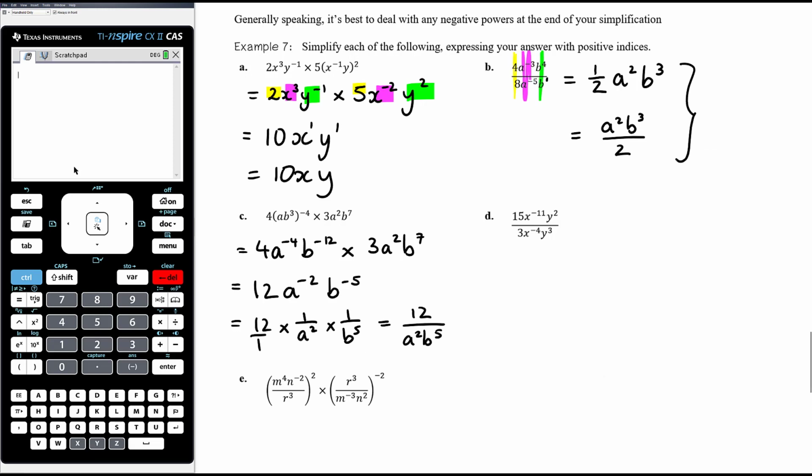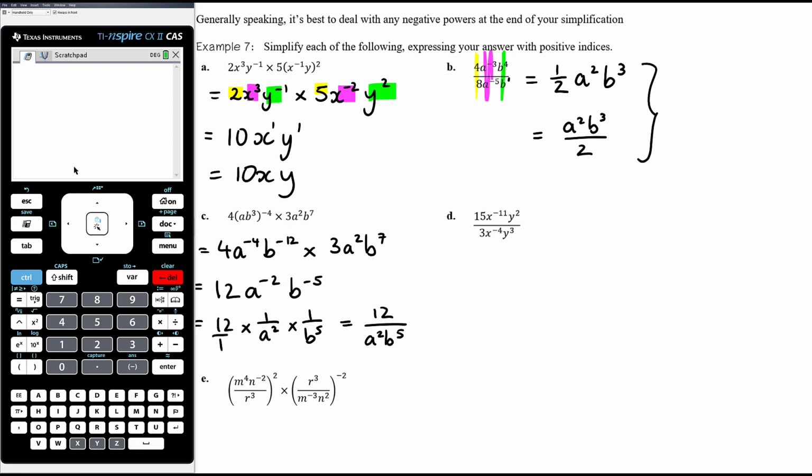Okay, D. So, again, let's focus on numbers, x terms, y terms. Okay, so 15 divided by 3 is 5. X to the negative 11 divided by negative 4, we subtract powers when we're dividing. Negative 11 minus negative 4 is negative 11 plus 4, so that is negative 7. Y squared divided by y cubed, we subtract powers. 2 minus 3 is negative 1.